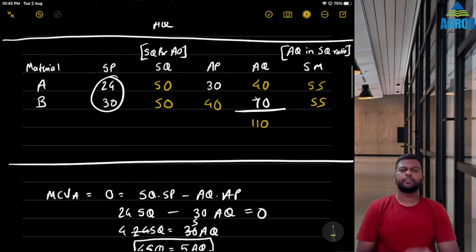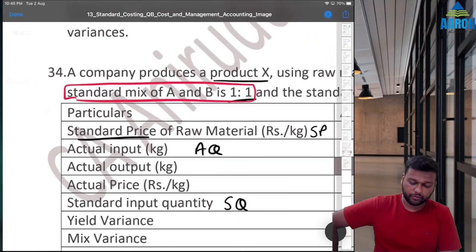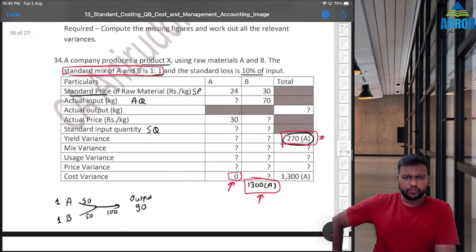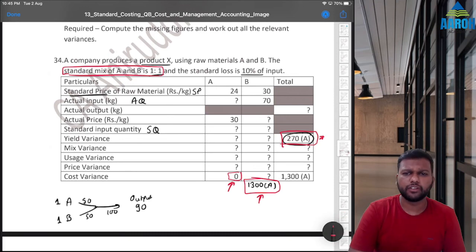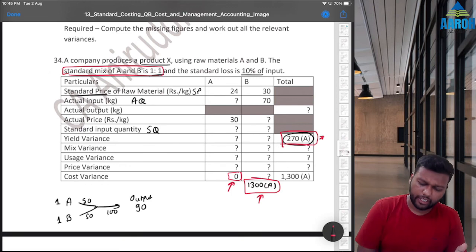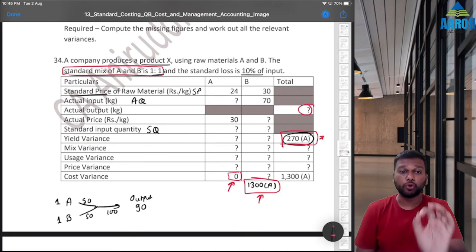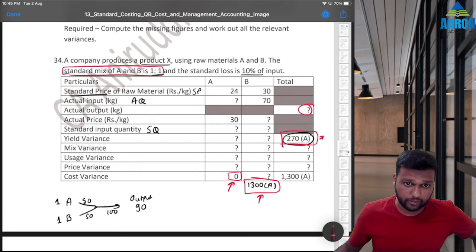Okay. That's it. If you get this, now you'll be able to get everything. Everything as in you'll be able to get all the variances now. I'm not going to calculate all the variances in this video, because anyway you just have to put the formulas, that's it. I'll just calculate this last figure, actual output, because that is not in any formula.